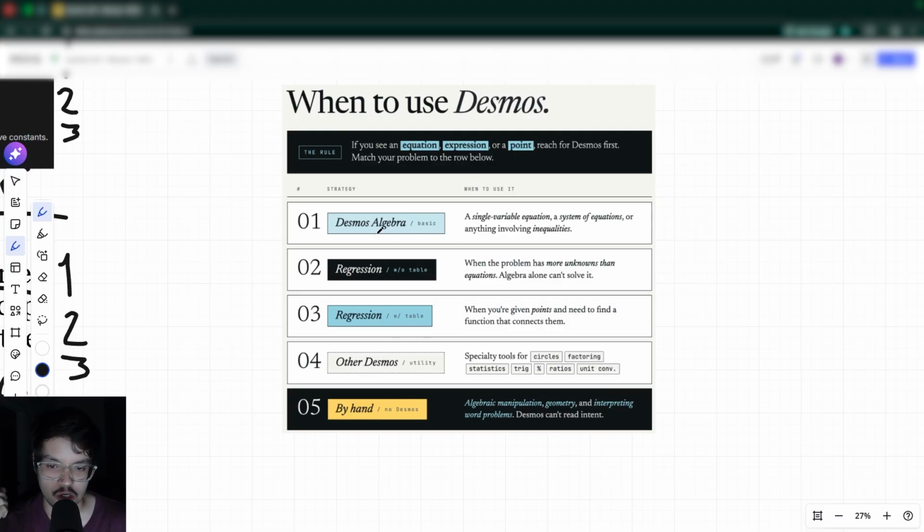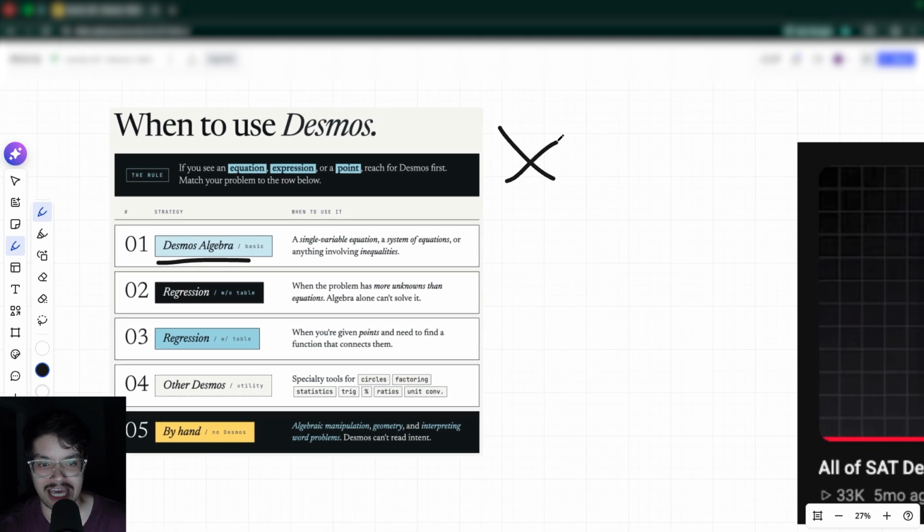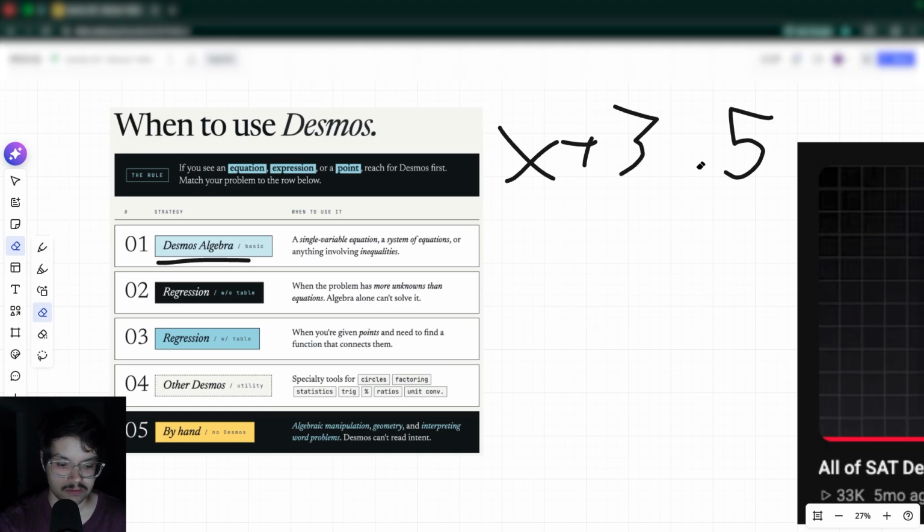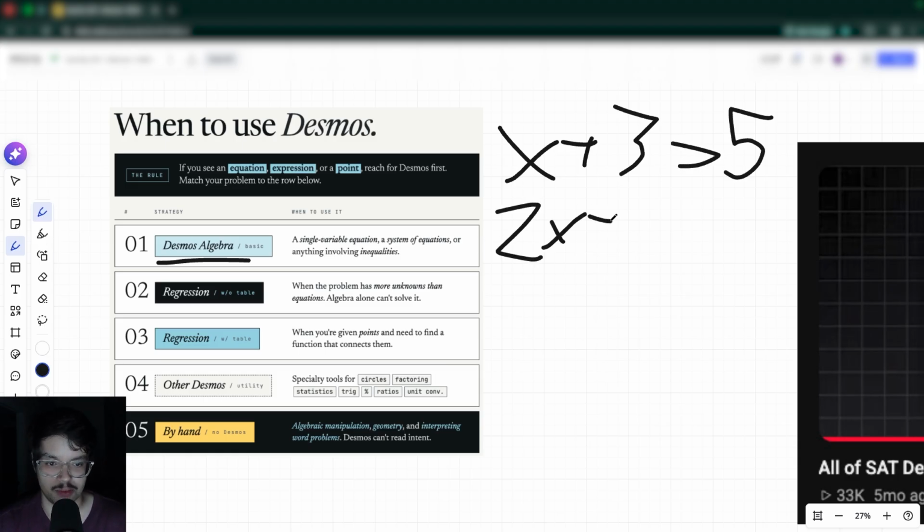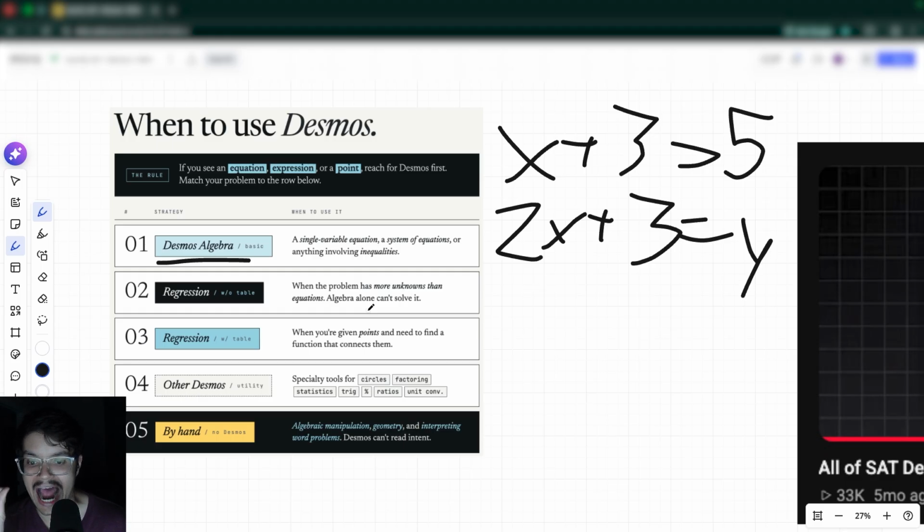So you should use Desmos algebra whenever something like a single variable equation, system of equations, anything involving inequalities. Anything like x plus 3 equals 5, we can pretty easily just use Desmos for that. Or we could say if it's greater than 5, or if it's a system of equations, like 2x plus 3 is equal to y, we can always use Desmos for it.